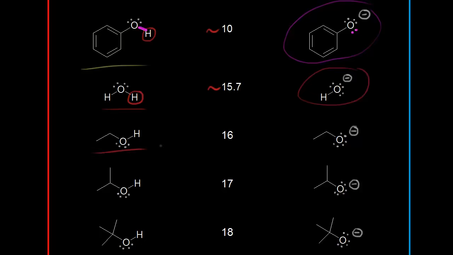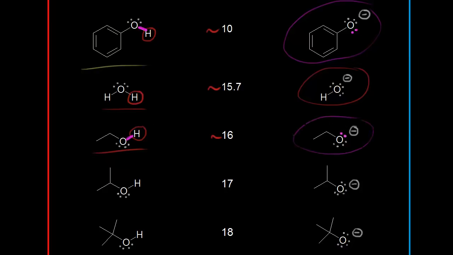Next we have ethanol. So this is the acidic proton on ethanol. The pKa value is approximately 16. So the electrons in magenta here would end up on the oxygen, giving the oxygen a -1 formal charge. So this is the ethoxide anion.